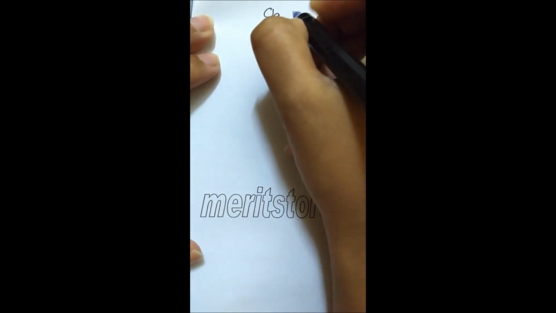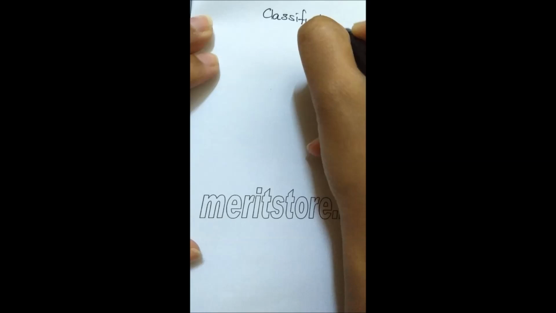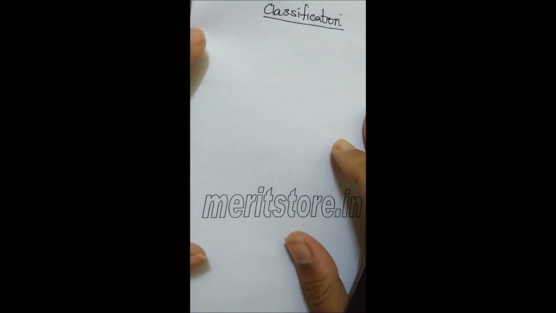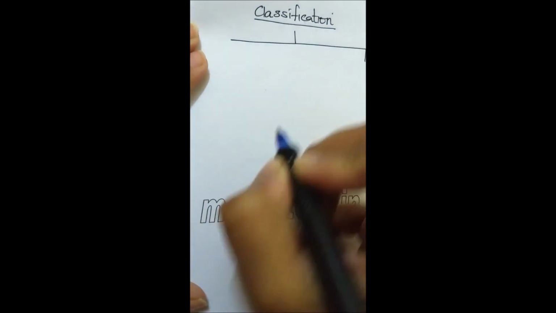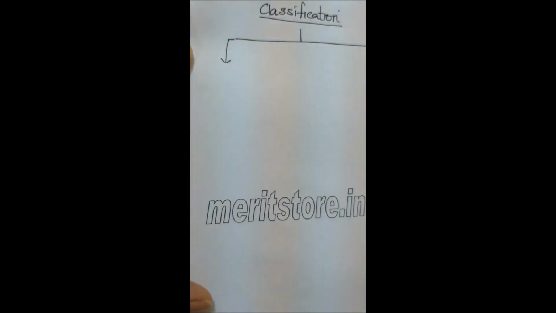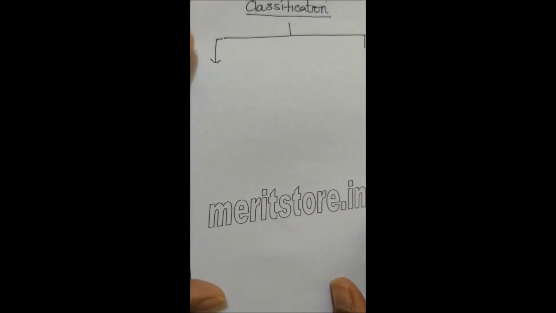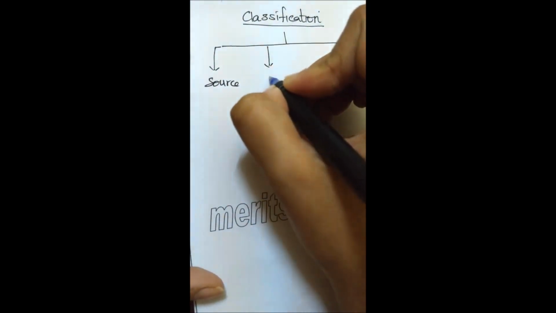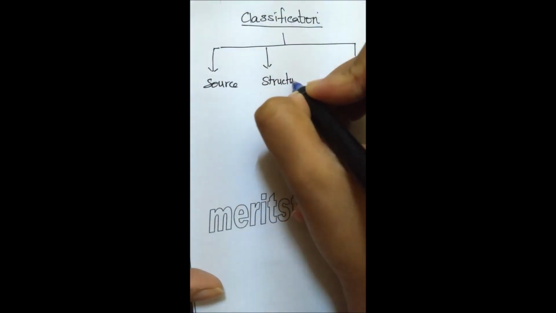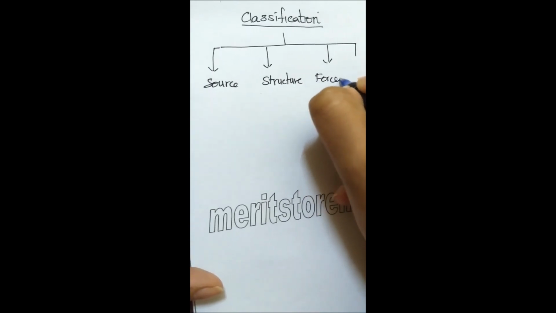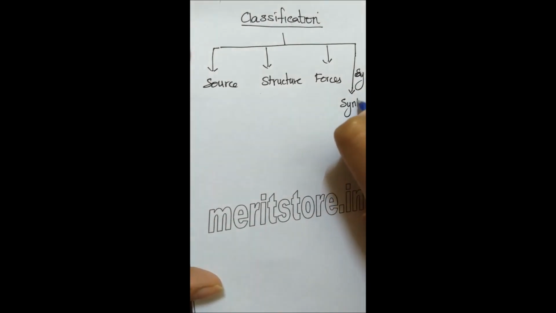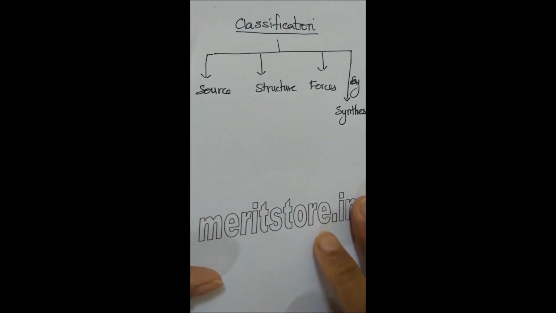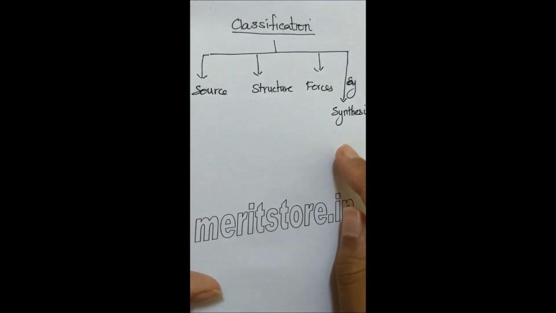Classification of polymers. The classification can be based on the source, on the structure, on the molecular forces, and on the method of synthesis. So we have four bases of classification.